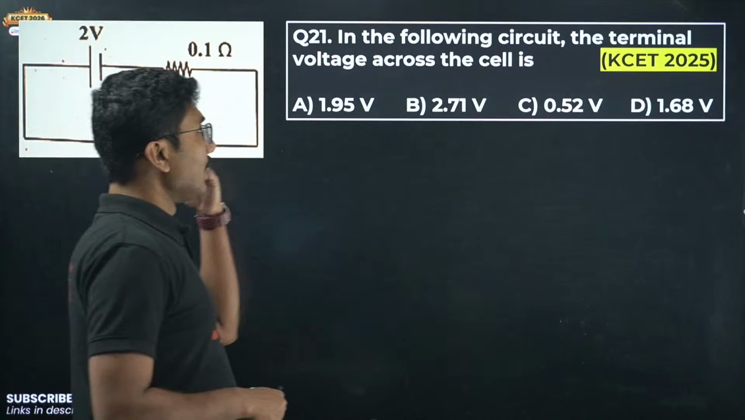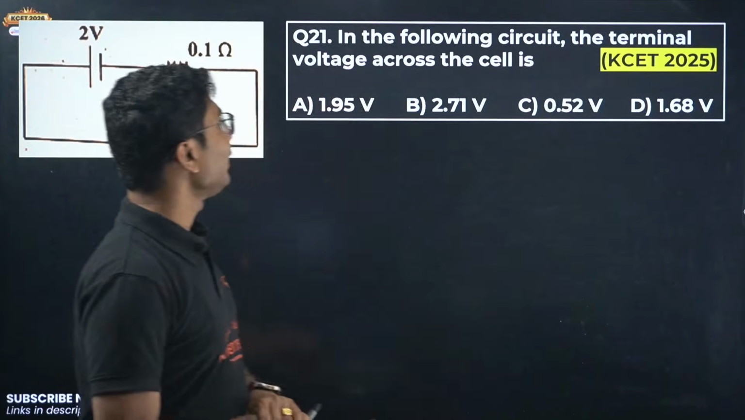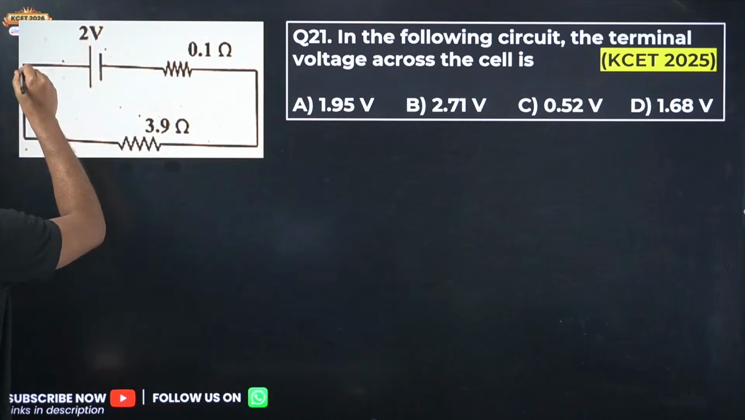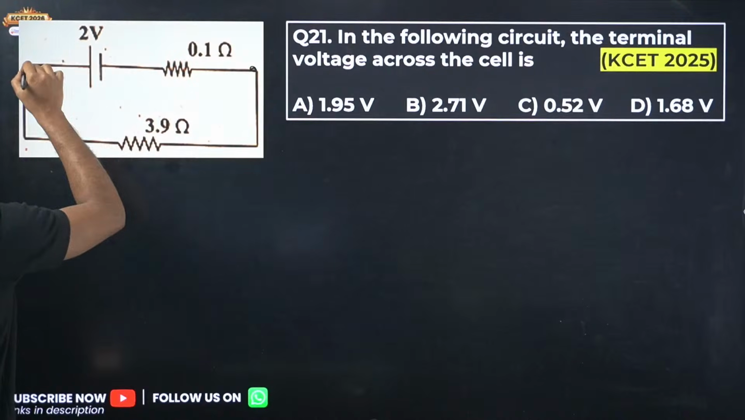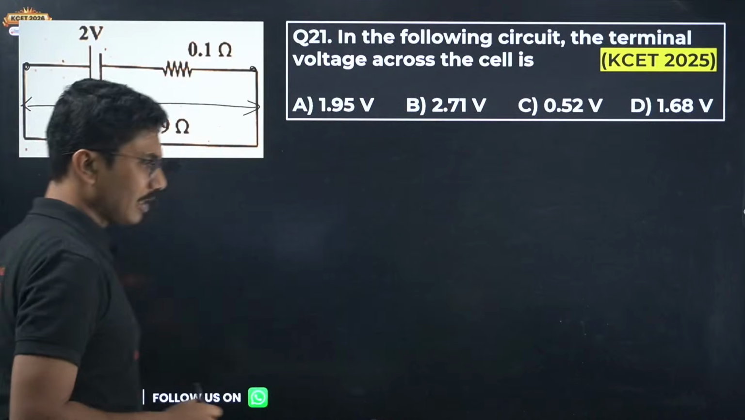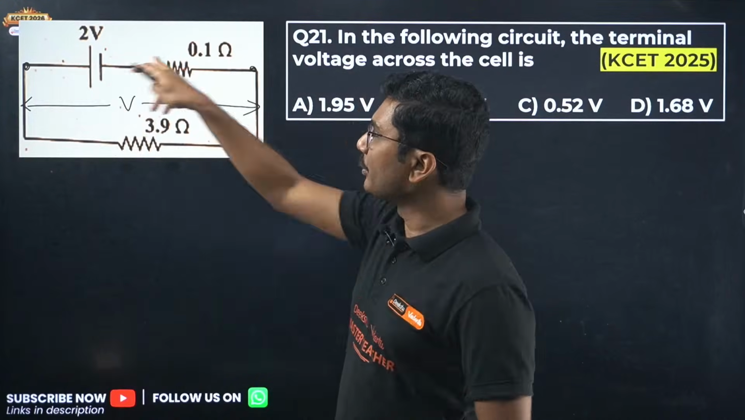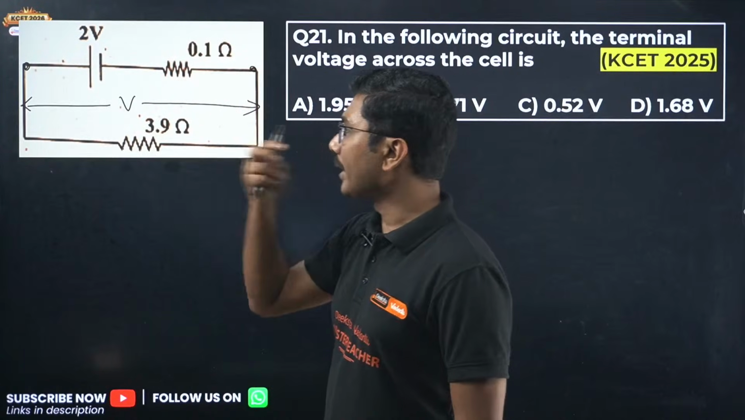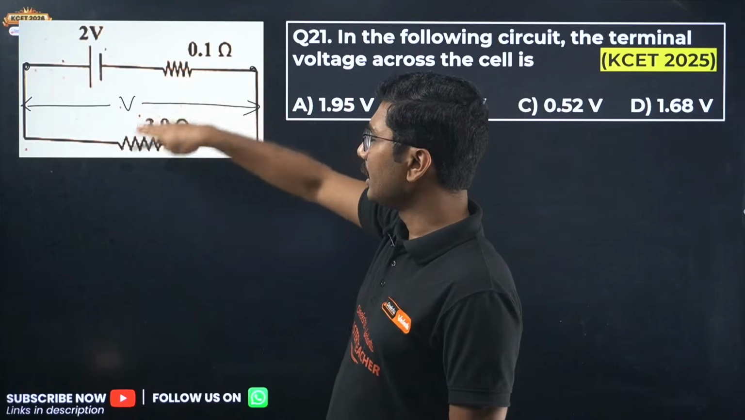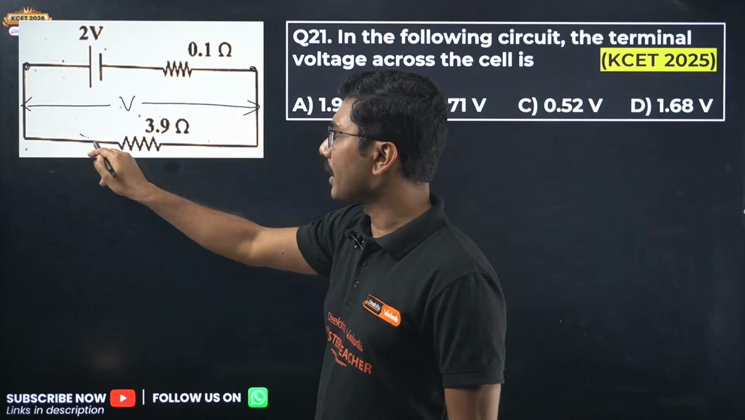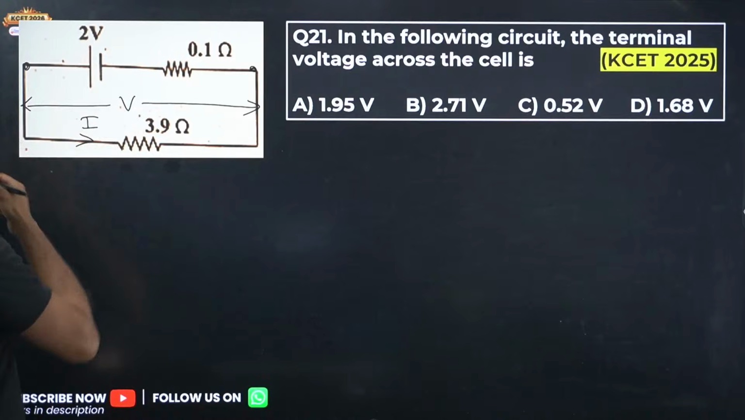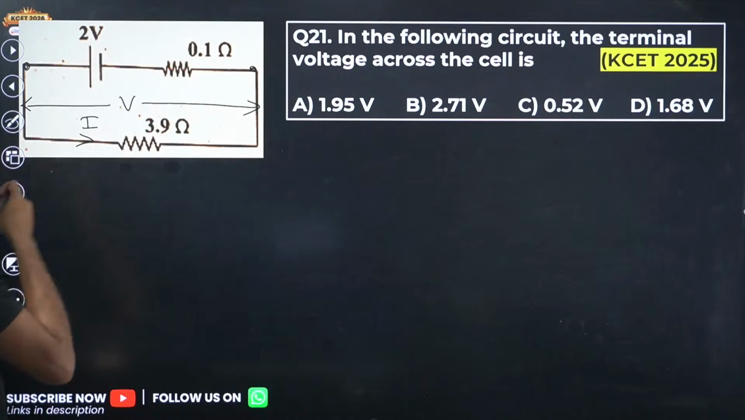Now, in the following circuit, the terminal voltage across the cell is. So here is the terminal voltage. So you have to find the voltage between this, or voltage between the resistance as well. Terminal voltage means voltage between these 2 points. You can calculate voltage from here, or you can find the current and multiply with the 3.9 to calculate the terminal voltage. Because this is the resistance, whatever current is passing through the circuit, if you can calculate the current, you can easily find the terminal voltage as well.